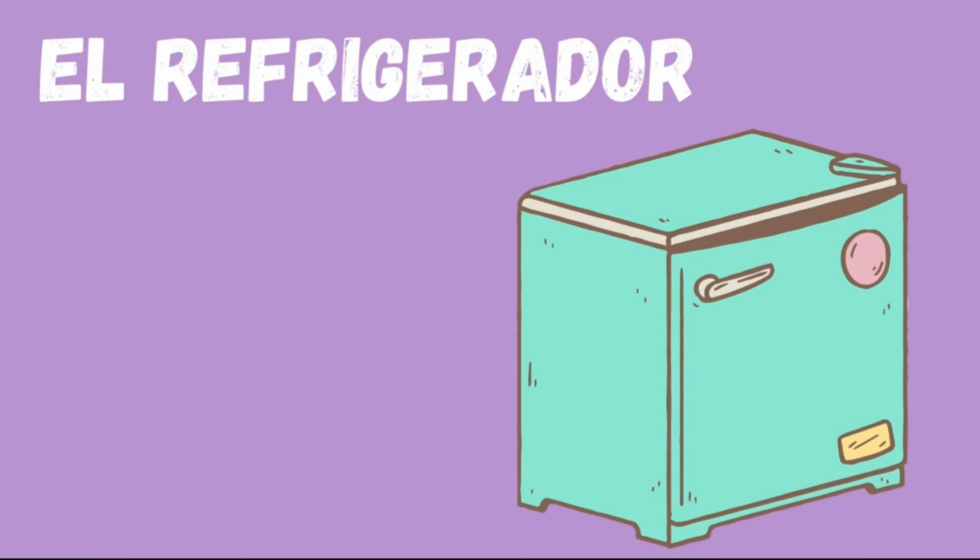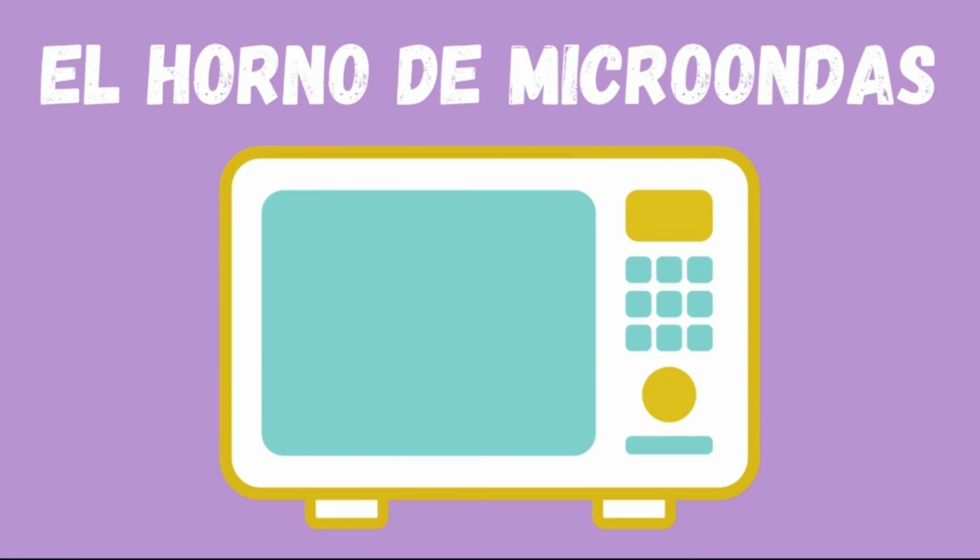In English, we say the refrigerator. In Spanish, we're going to say el refrigerador. Also, in English, if we want to contract this word, then we're going to say the fridge. In Spanish, we can do the same, contract this word into something smaller, and we can say el refri. Now we have the microwave oven or the microwave. In Spanish, we're going to say el horno de microondas.